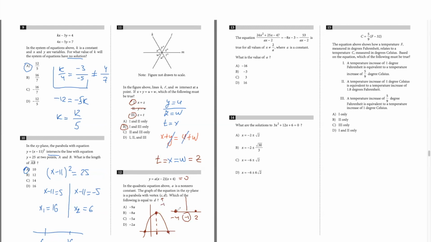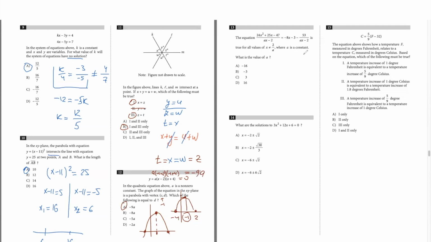D is vertex y. To find vertex y, we have to substitute -1 into the equation. If I substitute -1 into the equation, a times (-1 minus 2) and (-1 plus 4). The product will be -9a. It is A.